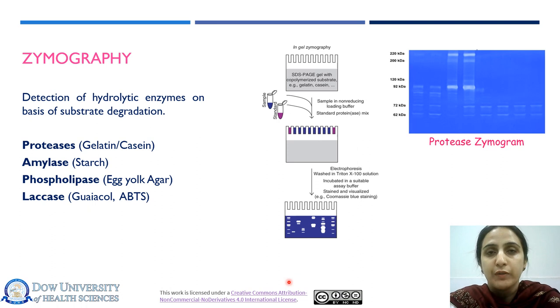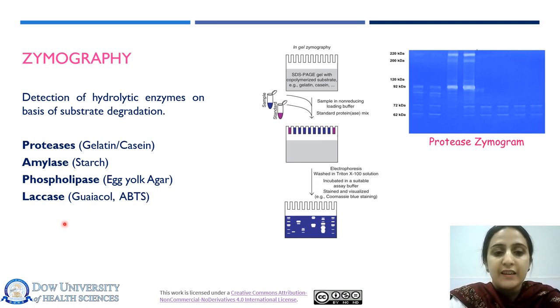In that case, what we do is we simply perform the electrophoresis. We do not co-polymerize any substrate. And once the electrophoresis is complete, we place the gel in the activation buffer and then overlay the gel on the egg yolk agar plate. On the egg yolk agar plate, we know that the phospholipases degrade the egg yolk phospholipids. So if your sample contains any phospholipase activity, in those regions on the egg yolk agar gel, you will see a clear zone, and that indicates the presence of a phospholipase enzyme.